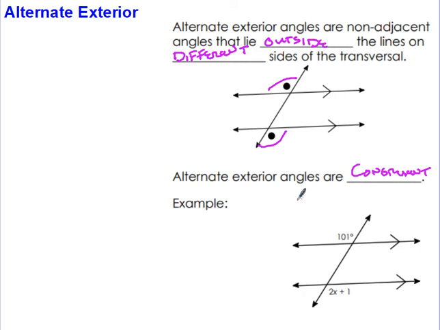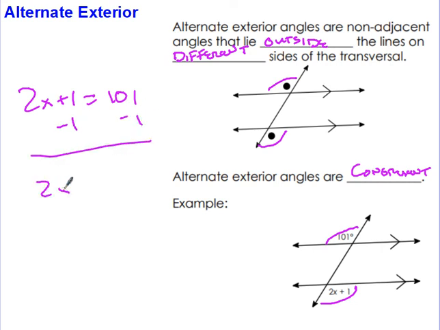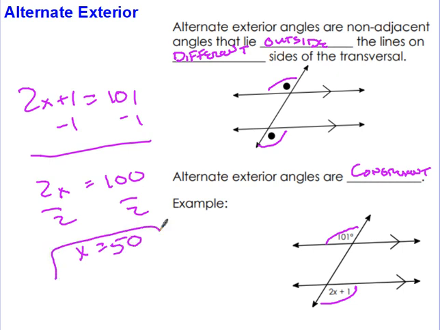I have my alternate exterior angles here, so I have to ask myself, are these supplementary or equal to each other? How do I set up my equation? Because these are equal to each other, I'm going to take the first angle and set it equal to the second angle. Now I can solve for x. So 2x equals 100, so that means x equals 50. And I'm done. That's it.